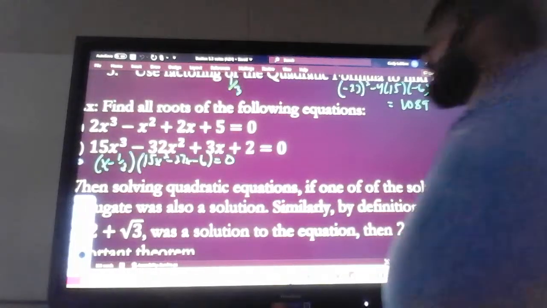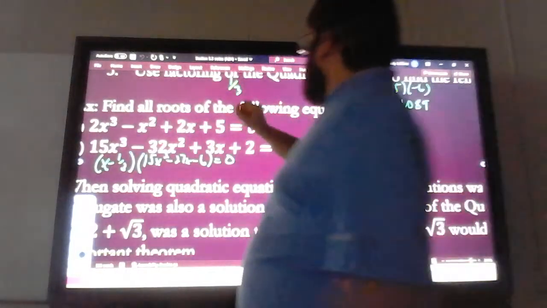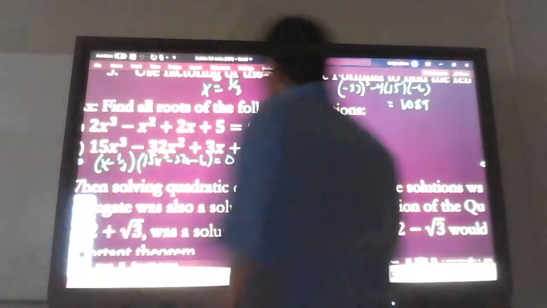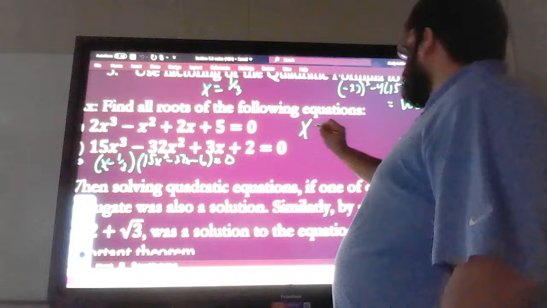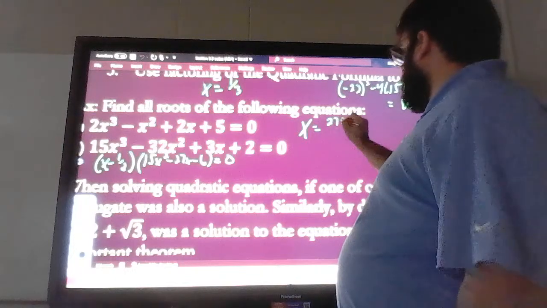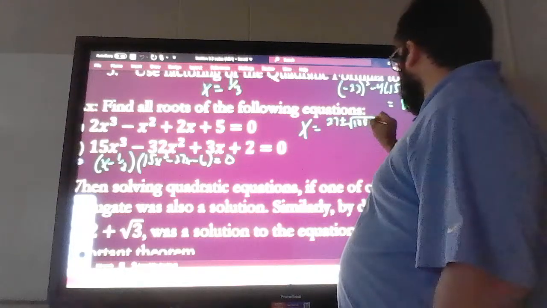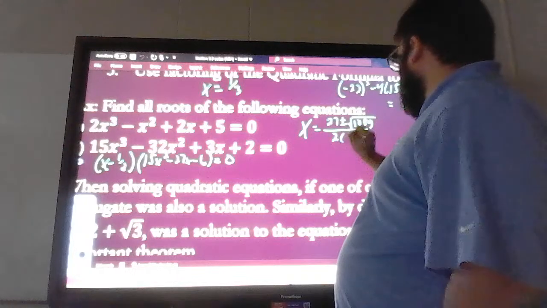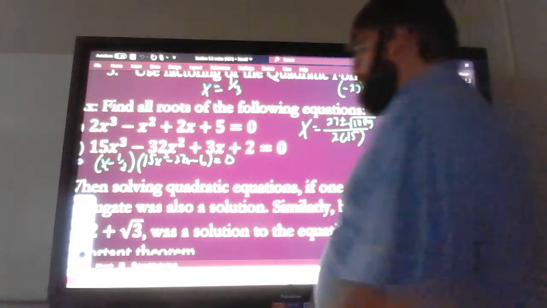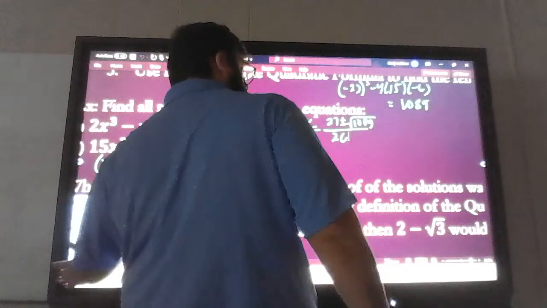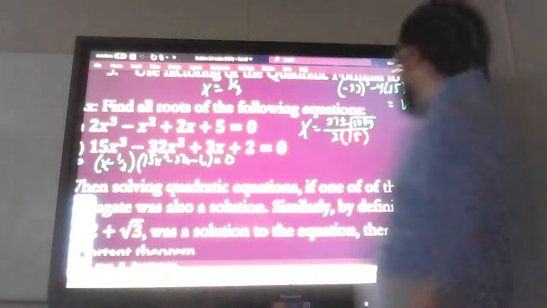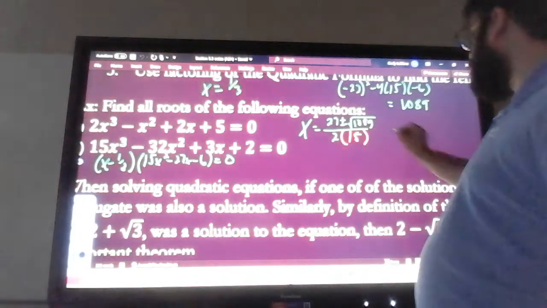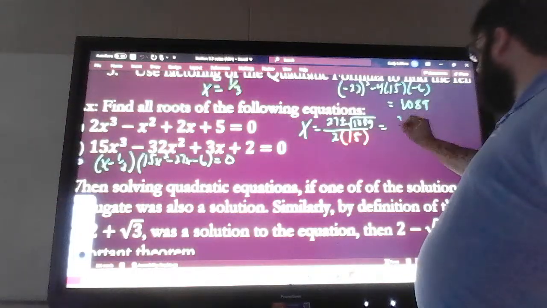Okay. So I know that x is equal to 1/3. Put that up there. X is also equal to the solutions for this quadratic function, which are positive 27 plus or minus the square root of 1089 over 2 times 15. Oops. Wrong color. 1089 is actually a perfect square. Square root of 1089 is 33.